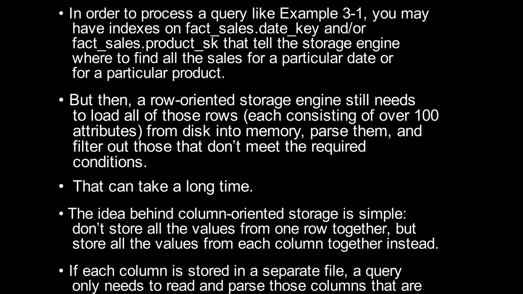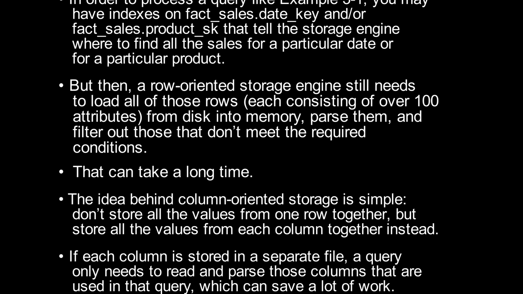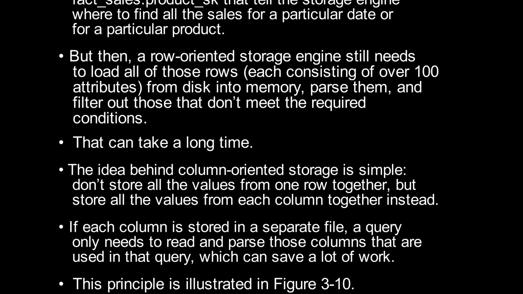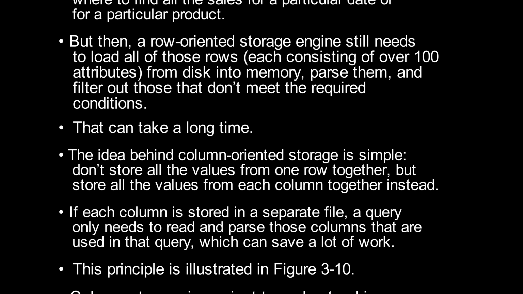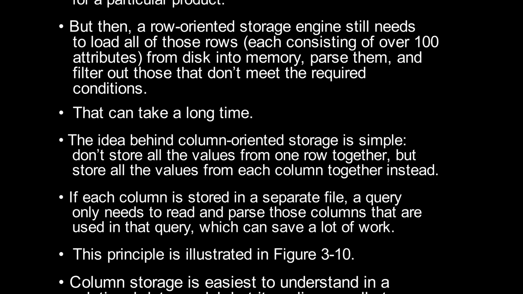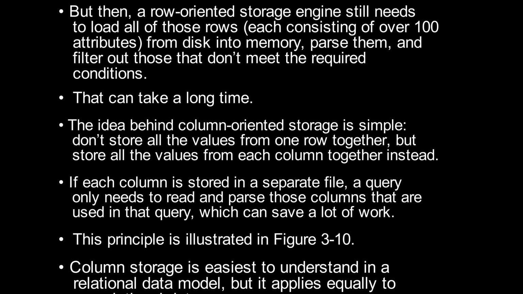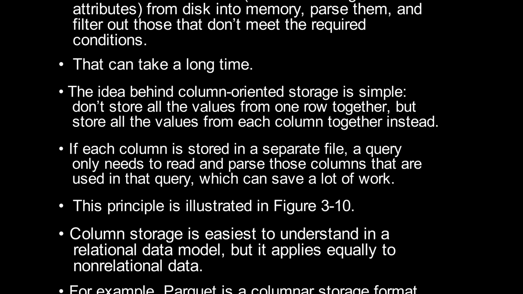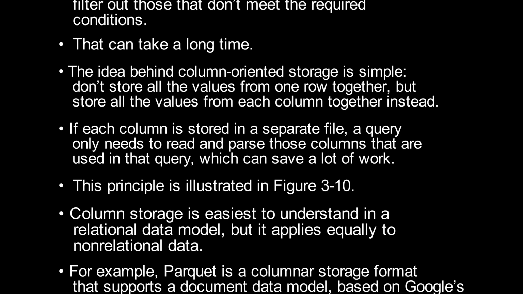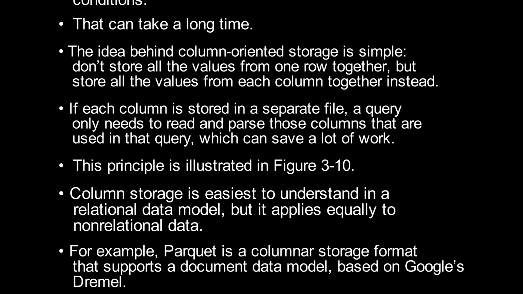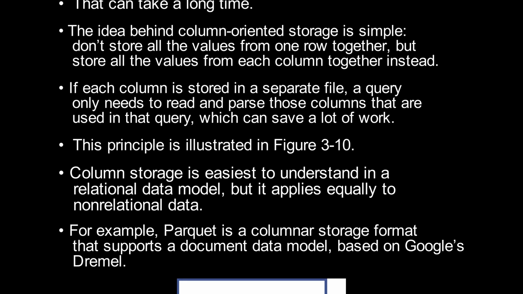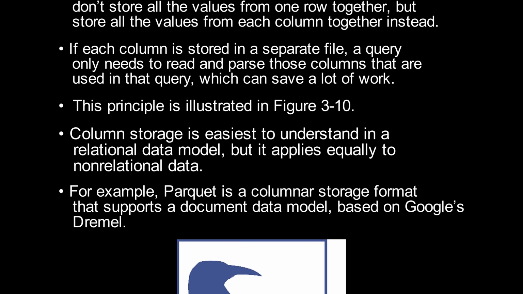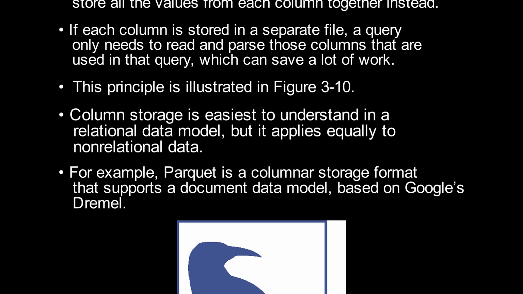The idea behind column-oriented storage is simple. Don't store all the values from one row together, but store all the values from each column together instead. If each column is stored in a separate file, a query only needs to read and parse those columns that are used in that query, which can save a lot of work. This principle is illustrated in Figure 3-10. Column storage is easiest to understand in a relational data model, but it applies equally to non-relational data.